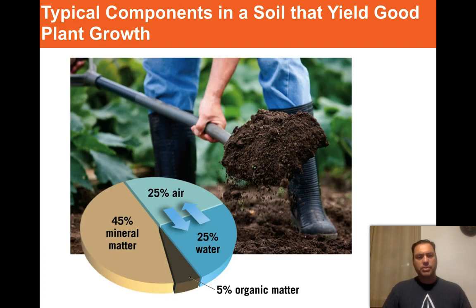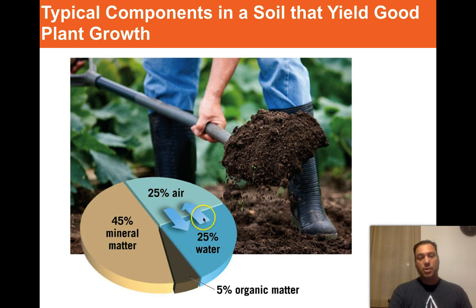Remember, I was talking about those four spheres. Here we see them again. So this is typical components of soil that yield good plant growth. This is what you want. It turns out that soil is about 45% minerals. So less than half of it is actually mineral matter. About 5% is organic matter, bacteria, decaying roots, maybe some moss, things like this. And of course, there's water.